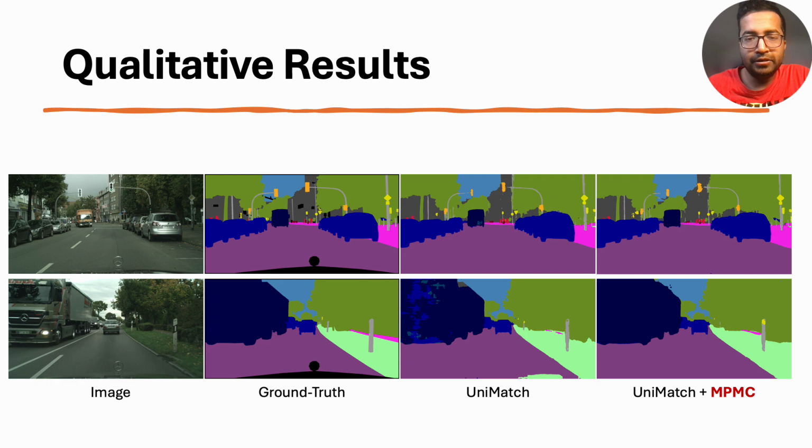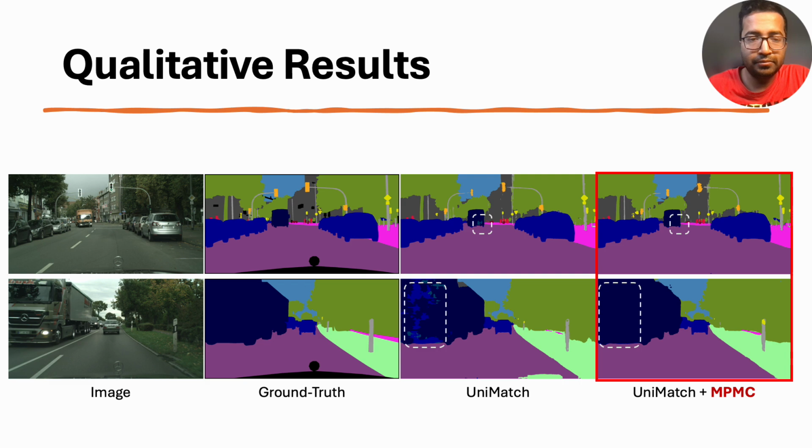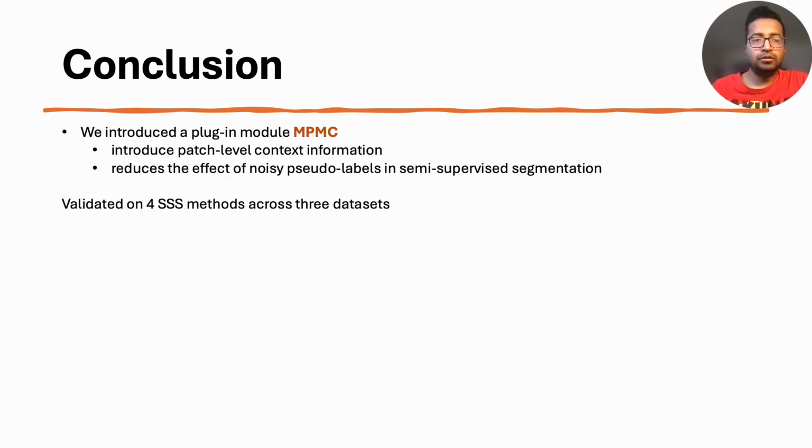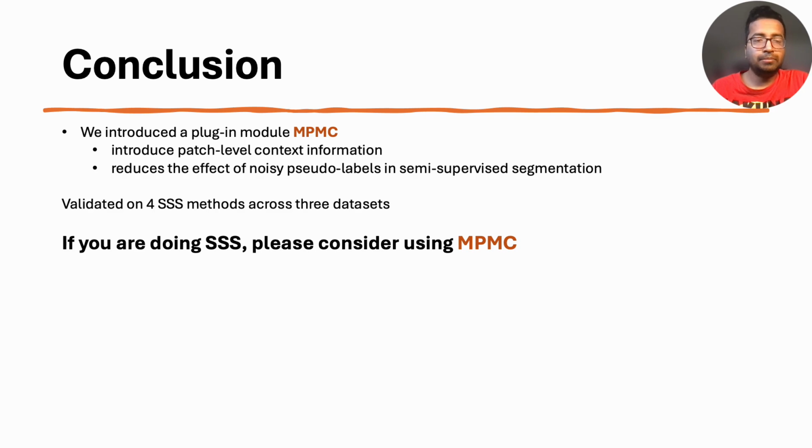Coming to the qualitative results, we observe that our method improves the segmentation, as can be seen from the areas in the white boxes. Coming to the conclusion, we have introduced a plugin module, MPMC, which introduces patch-level context information and reduces the effect of noisy pseudolabels in semi-supervised segmentation. Further, we have validated it on 4 semi-supervised segmentation methods across 3 datasets. So if you are considering semi-supervised semantic segmentation, please consider using MPMC.